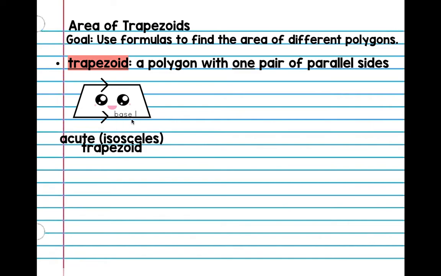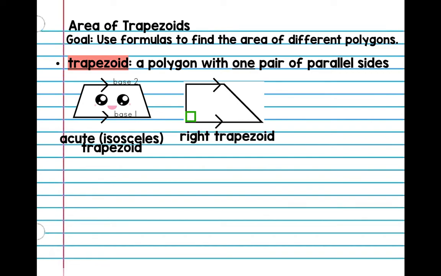As we learned in our last video, we are going to call this the base. So this is considered base 1, and we're just going to label this one base 2. Again, they're interchangeable. The second trapezoid that we're learning, as you notice here, this is a right angle. So we're going to call this a right trapezoid. Again, base 1 and base 2.